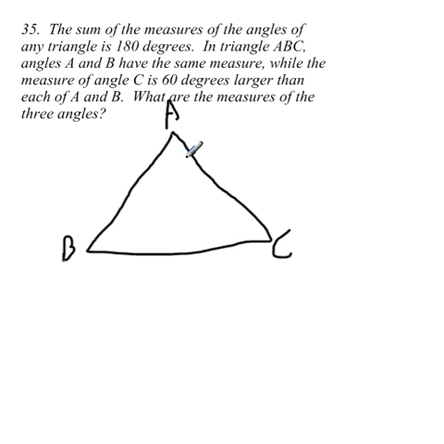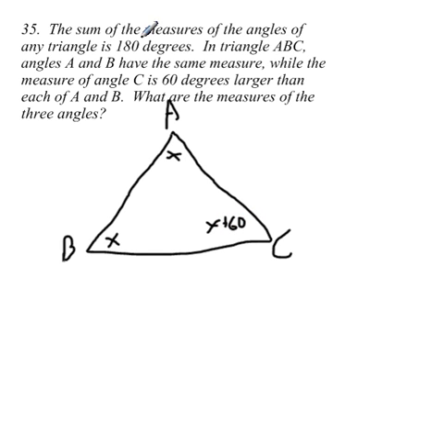Now we need to set variables, and we'll just use x. If A and B are the same, then use the same variable for both of those. And angle C is 60 degrees larger than either one of these, so just set that at x plus 60.